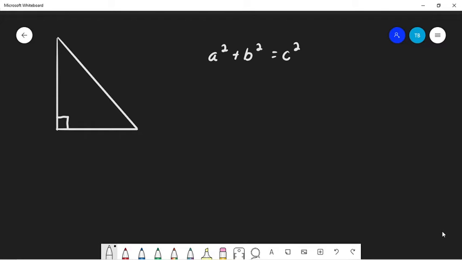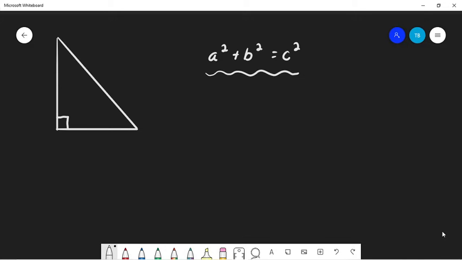So the equation for the theorem is a squared plus b squared equals c squared, where a and b are the lengths of the legs of a right triangle and c is the hypotenuse. Put another way, if we take the two smaller side lengths of a right triangle and square them and then add them together, it will equal the square of the longest side.